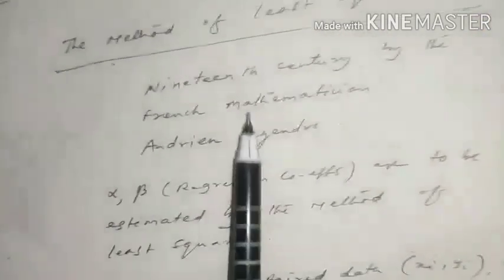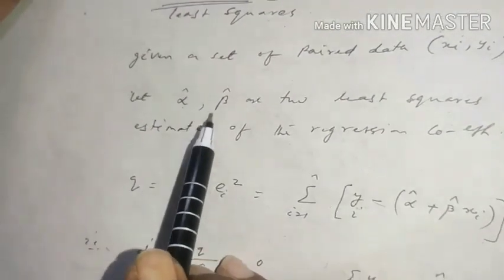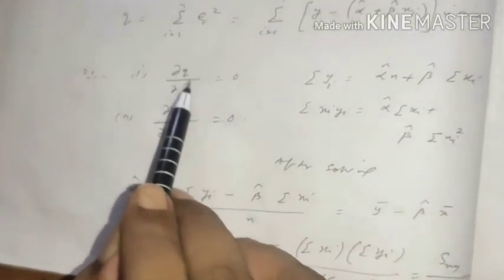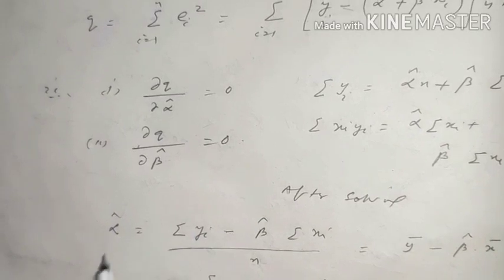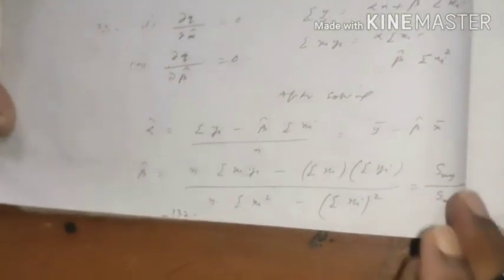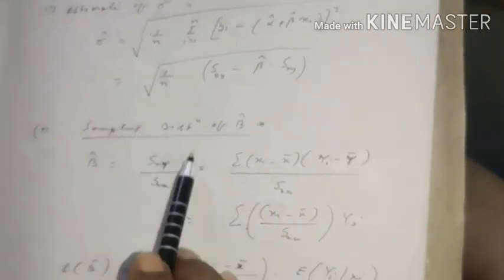Method of least squares: alpha and beta, the regression coefficients, have to be estimated by the method of least squares. We have to find out the estimated values alpha bar and beta bar. How can you find out alpha bar and beta bar? Very easy: you take del Q by del alpha bar and del Q by del beta bar equal to 0, and after that you find alpha bar and beta bar. Then the estimate of sigma square is this much, and we have to find the sampling distribution of beta bar and the variance of beta bar.